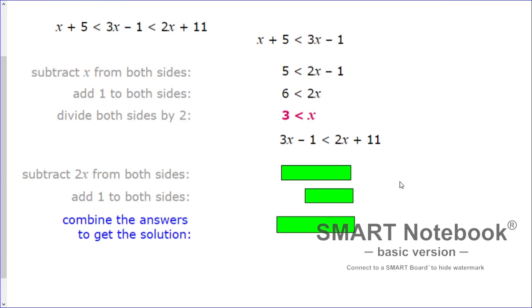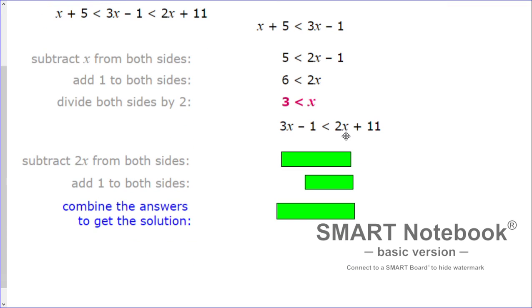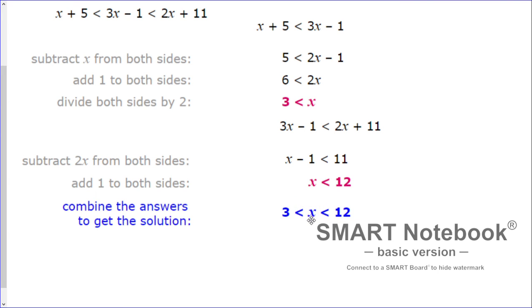Now we need to solve this one. Just like before, we want to keep the x's positive, so let's subtract 2x from both sides, and we end up with x minus 1 is less than 11. And then we simply add 1. So x is less than 12. Now we've got 2 halves of an inequality. Okay? So we're going to sandwich these together. And we're going to see that x is greater than 3 and less than 12. And that's how you can do inequalities when you have x in all 3 sides.